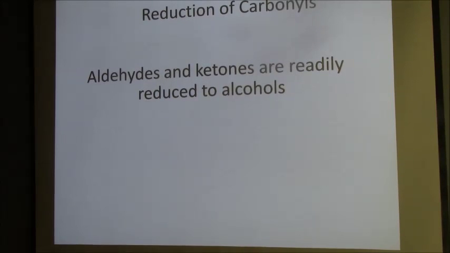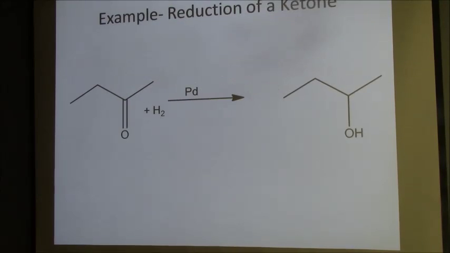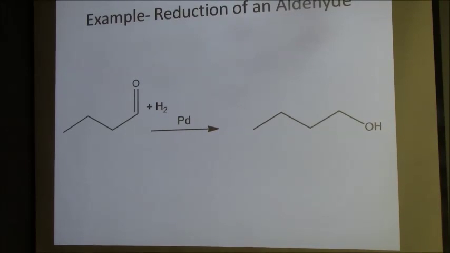And then when we reduce a carbonyl, we're going to get our alcohol back. So for instance, if I take my ketone, I've got to react this with hydrogen gas, and palladium's my catalyst here. I get my alcohol back. And then there's reduction of an aldehyde. Palladium's my catalyst. Again, I get my alcohol back. And that's a brief overview of nomenclature and reactions of aldehydes and ketones.